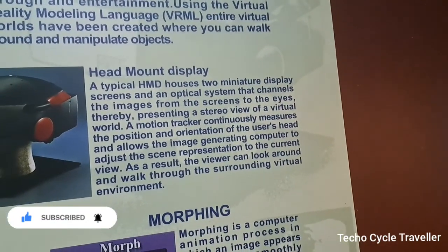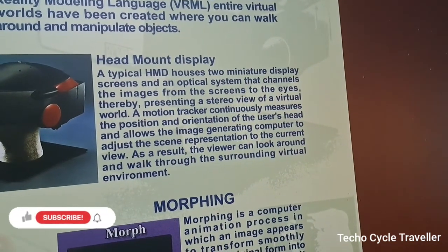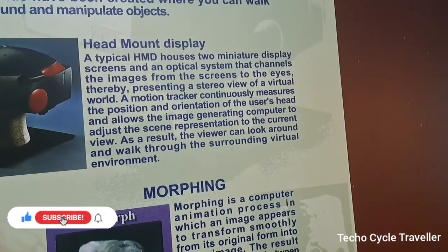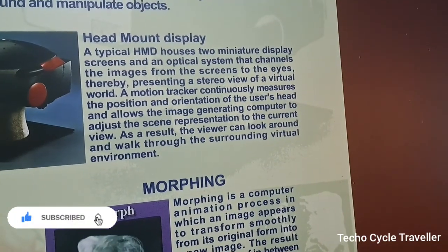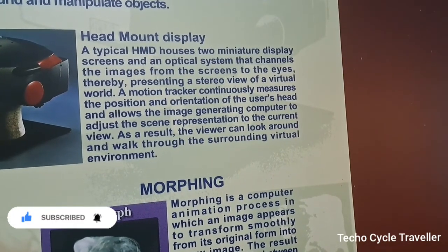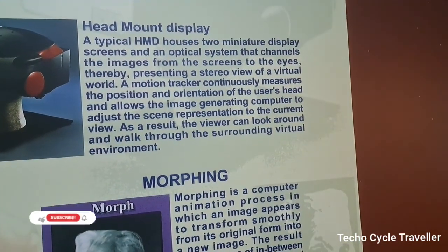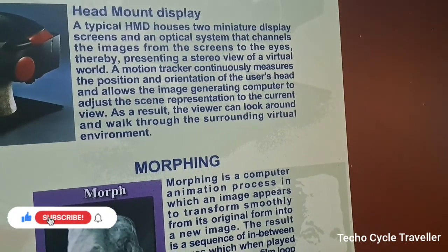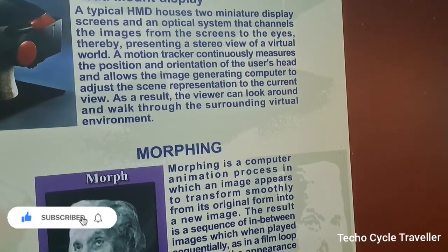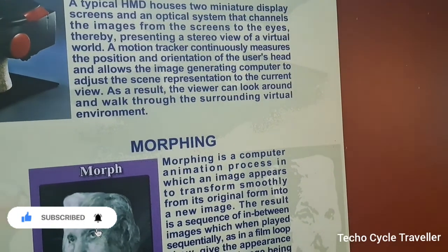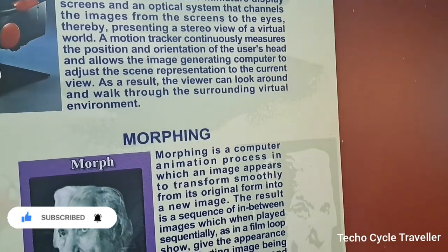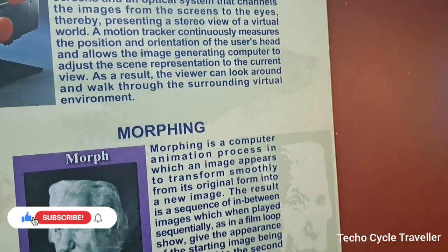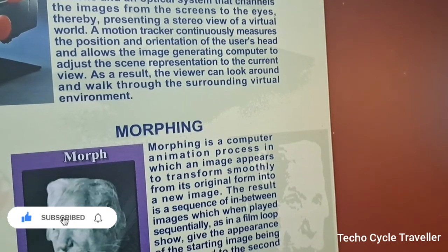Head mount display. A typical HMD houses two miniature display screens and an optical system that channels the image from the screen to the eyes, thereby presenting a stereo view of a virtual world. A motion tracker continuously measures the position and orientation of a user's head and allows the image generating computer to adjust the scene's representation to the current view. As a result, the viewer can look around and walk through the surrounding virtual environment.